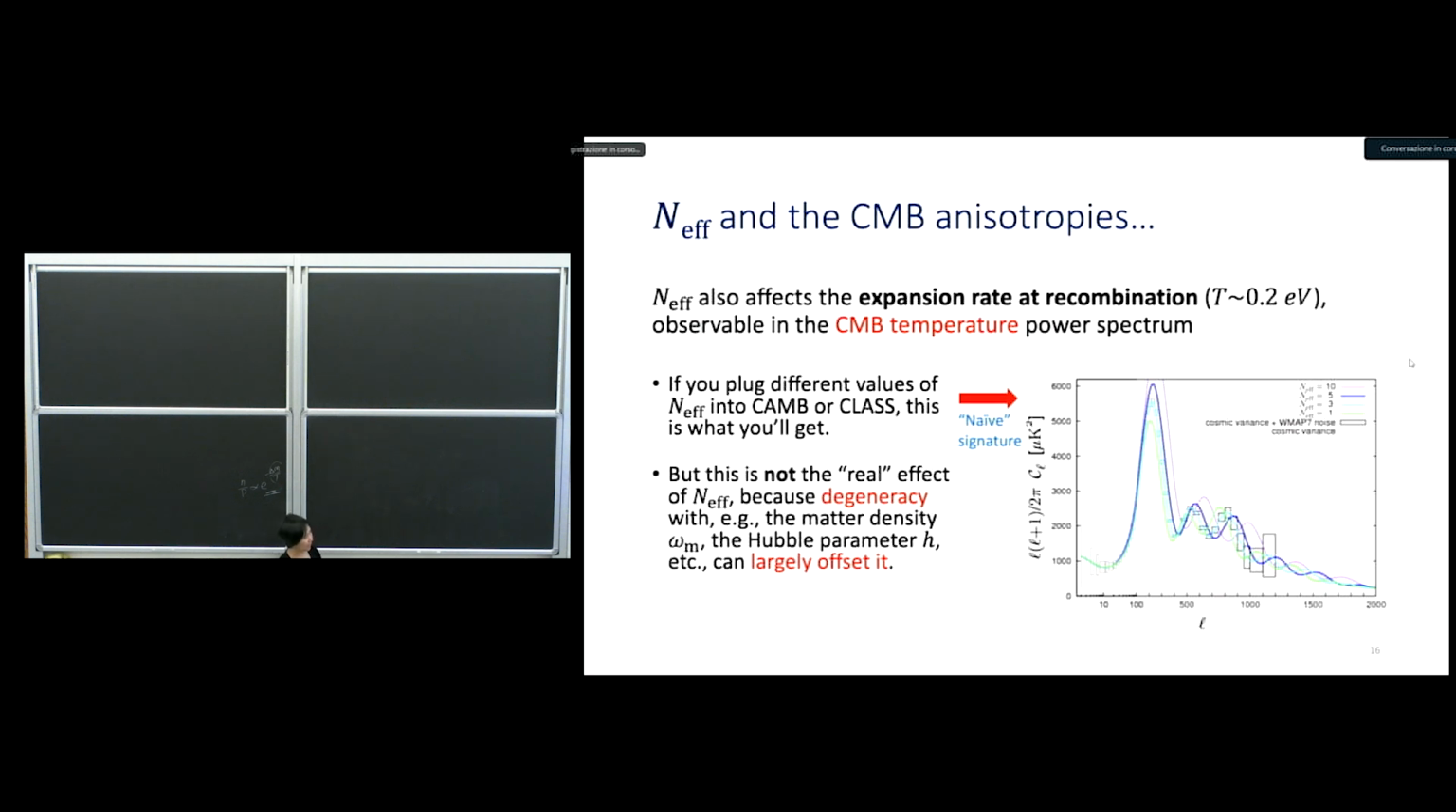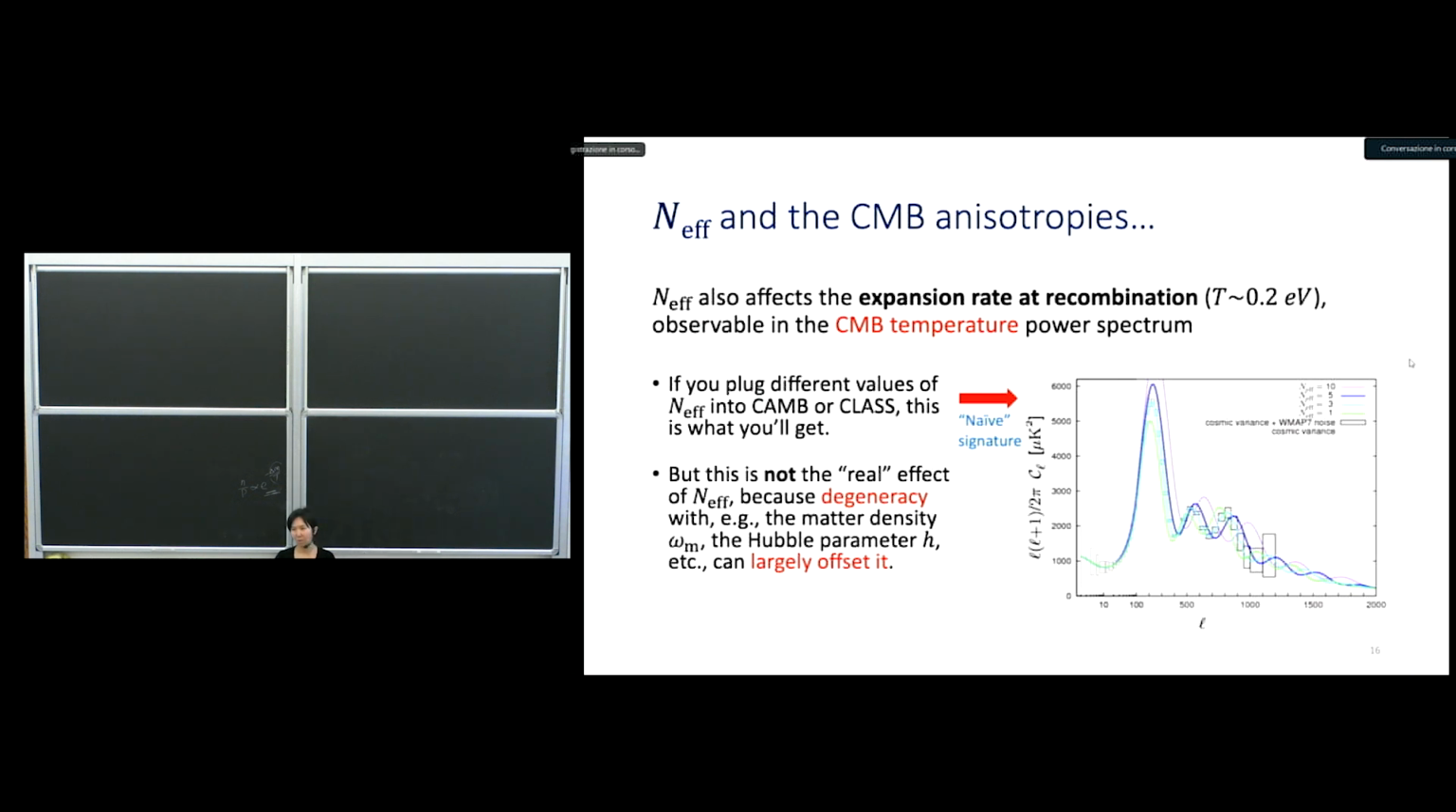The blue line here is N effective of 3, and if you change it to 10, then you get this huge change in the CMB anisotropy power spectrum. Unfortunately, that's not the real effect of N effective. The reason it is not the real effect, and the reason why it is called a naive signature, is that we are also using exactly these same measurements to pin down another 6 parameters.